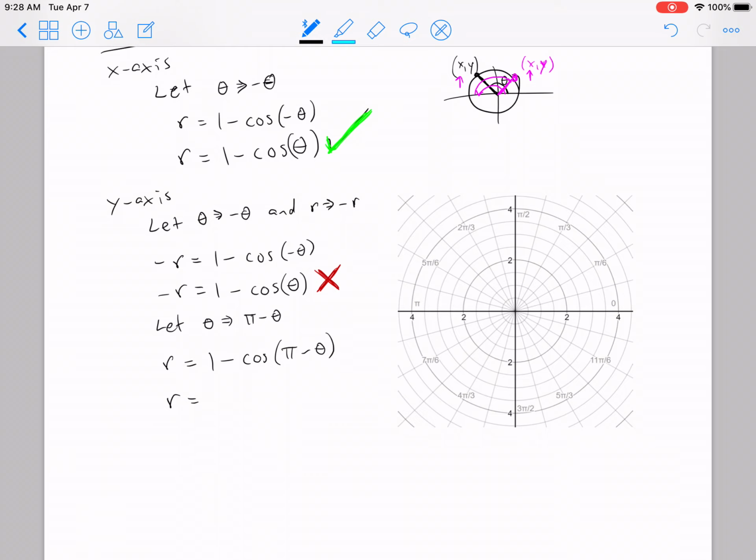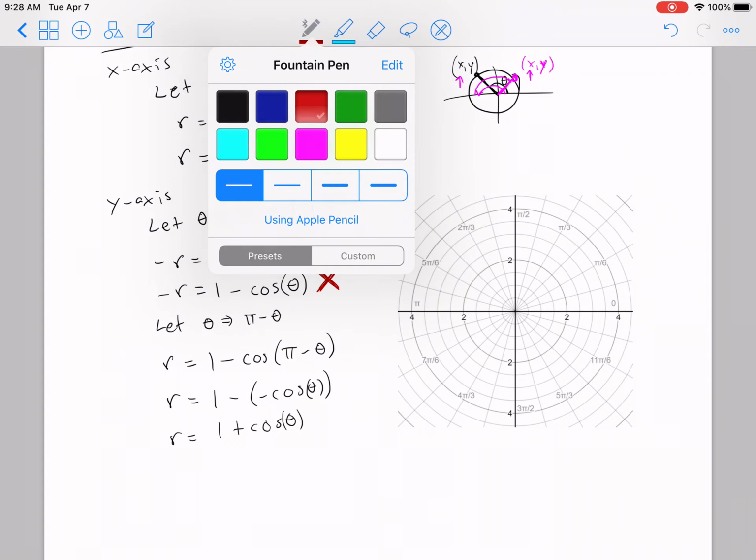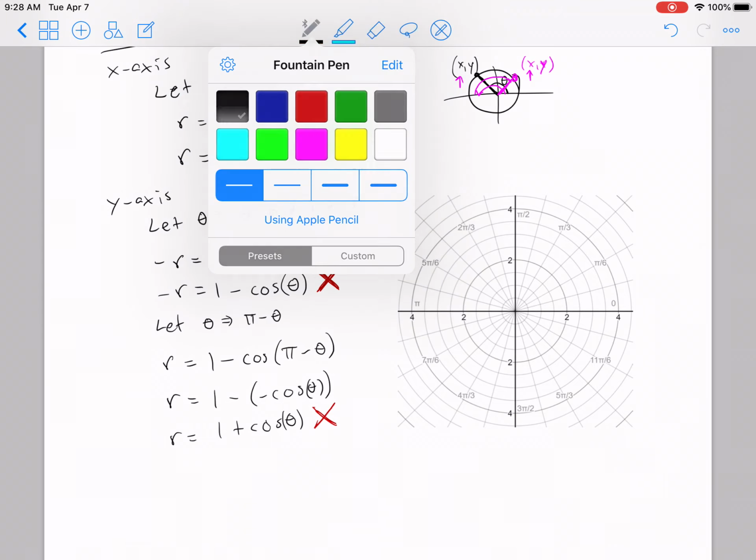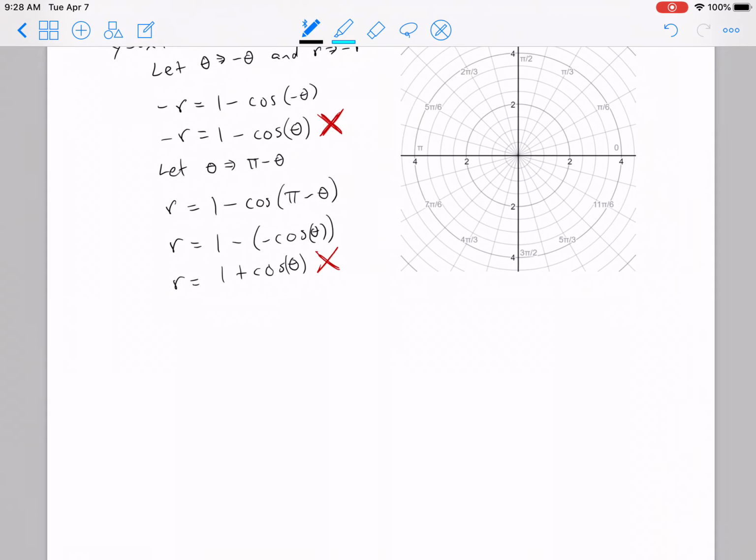And so r will equal 1 minus negative cosine of theta, like that, which means r is going to equal 1 plus cosine of theta, which means, again, that's not the same as what we started with, so this is a big old failure. And those were just for y-axis symmetries. It didn't work in either case.